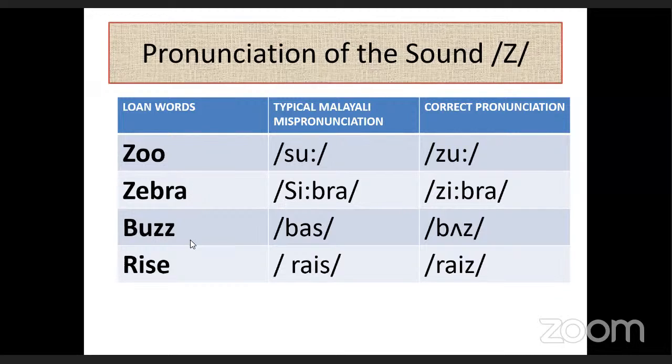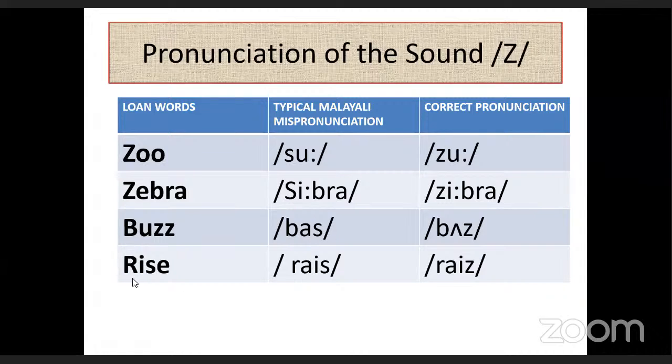Okay. Now look at the next one. It is buzz, B-U-Z-Z. Buzzing sound. Bees make a buzzing sound. And how do we pronounce that word? It is buzz, with a Z sound. It is not buzs. Okay.